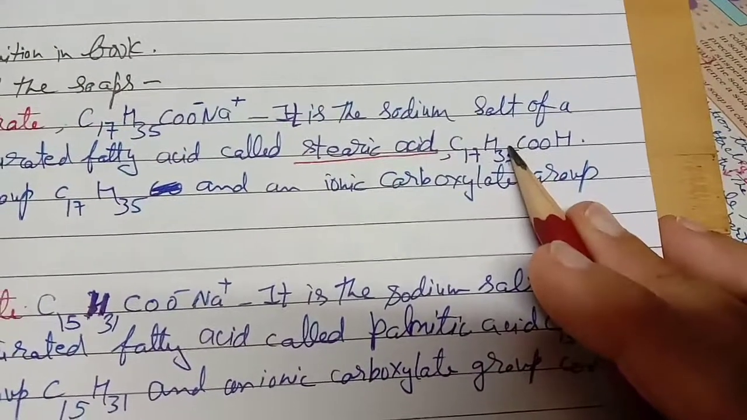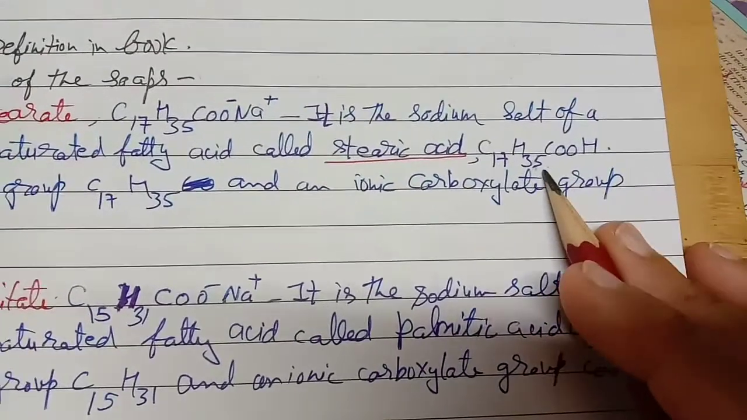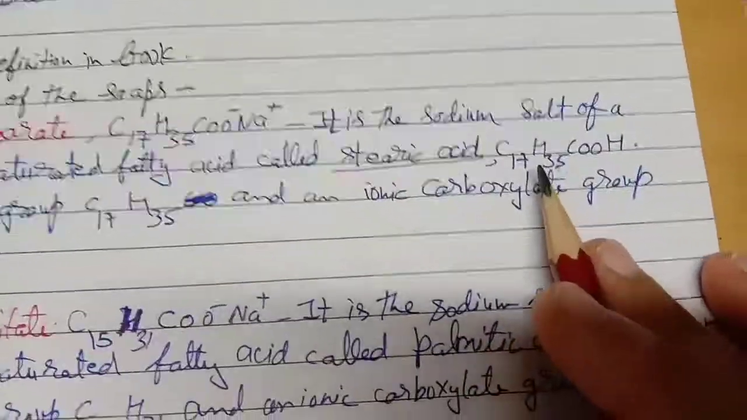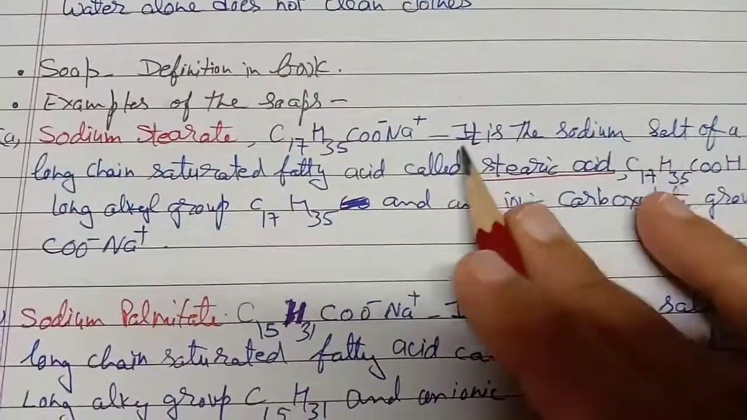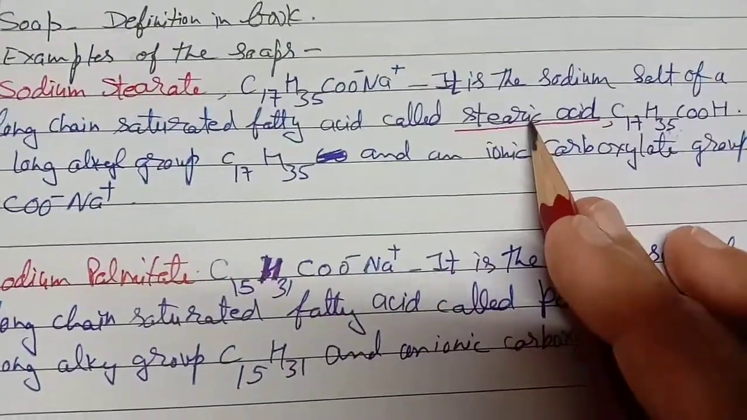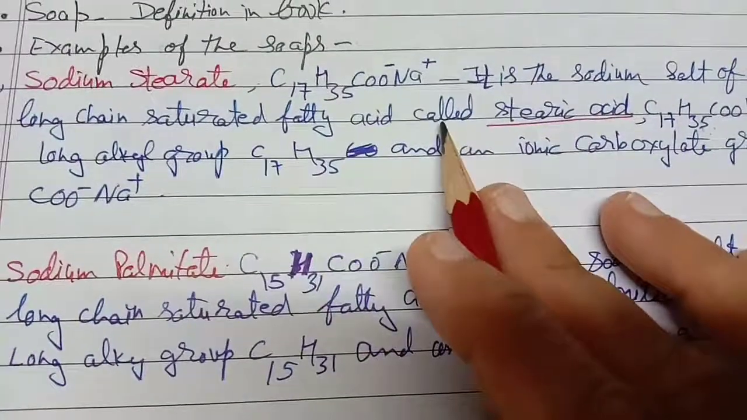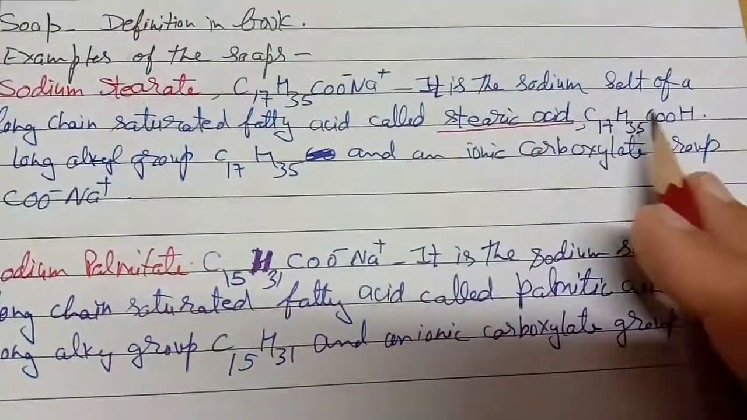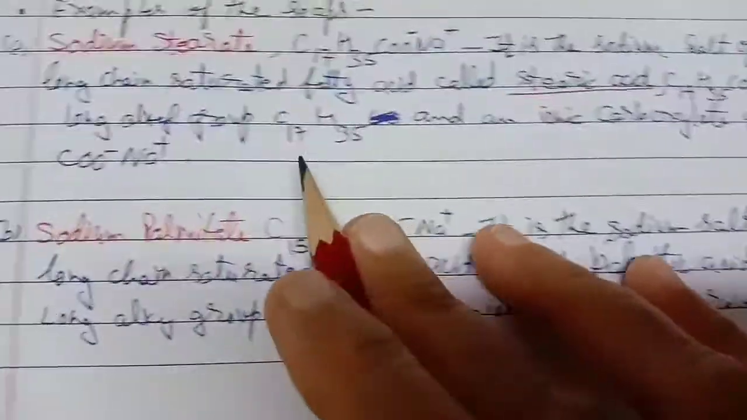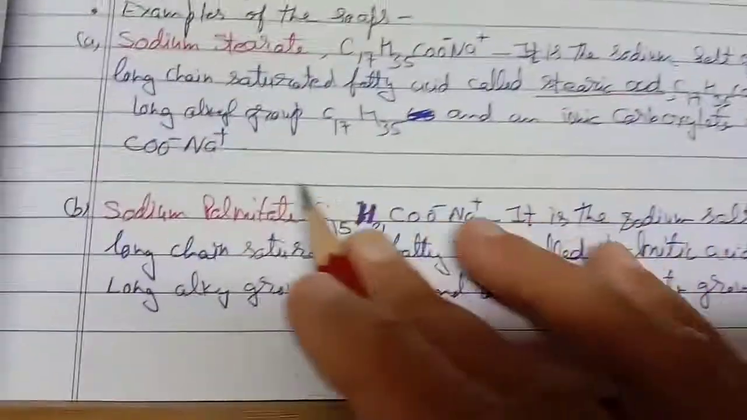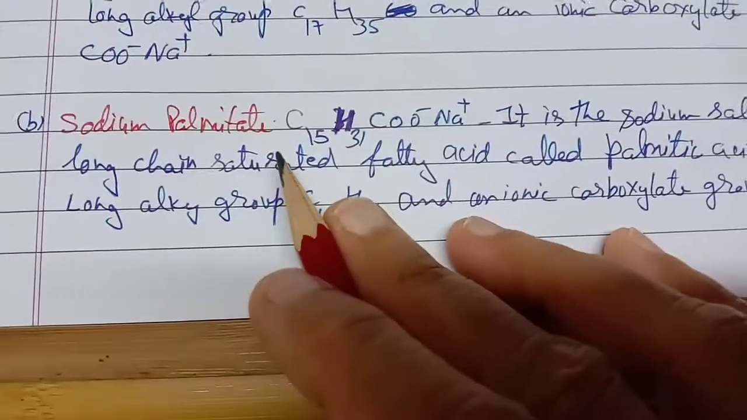So one hydrogen atom is replaced by the COOH carboxylic acid group. Now, in this COOH group, H will be replaced by Na. Is it clear? When stearic acid combines with sodium hydroxide, one hydrogen atom is replaced by Na. That's why COONa will be there. So, a long alkyl group C17H35 and an ionic carboxylate group COONa.